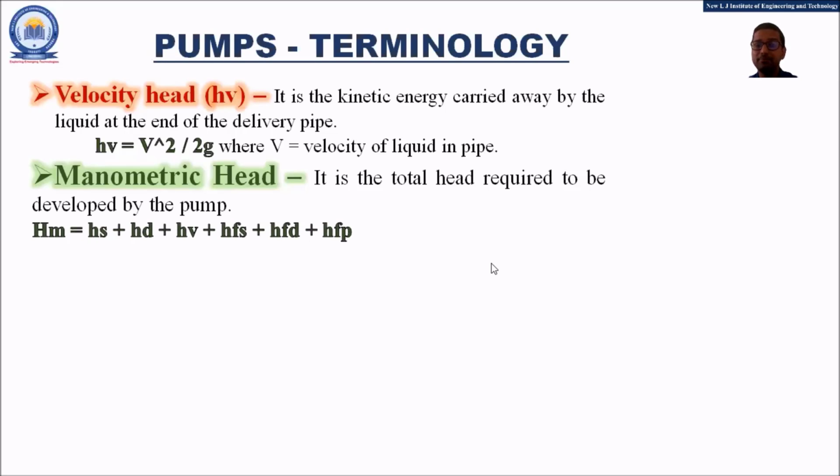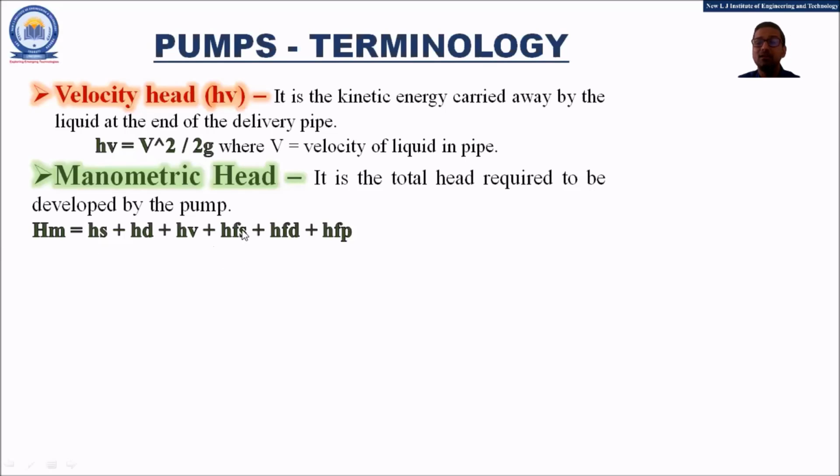So considering the definition of the manometric head, I can write down this equation, that is HM is equal to HS plus HD plus HV, where HS is the suction head, HD is the delivery head, and HV is the velocity head.